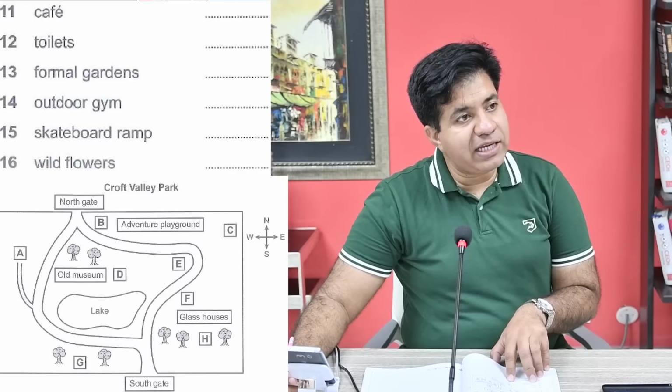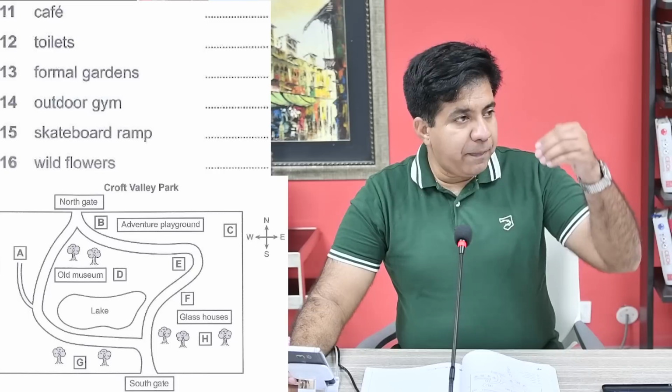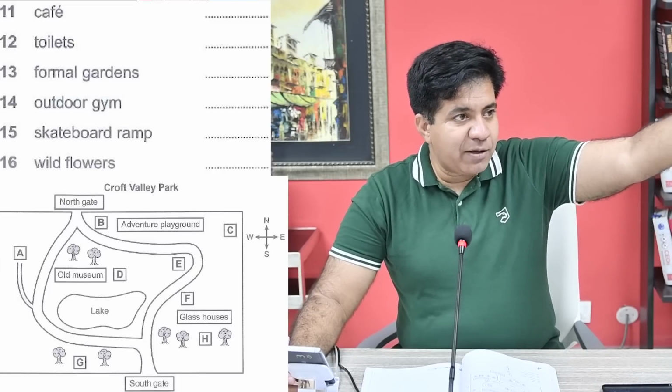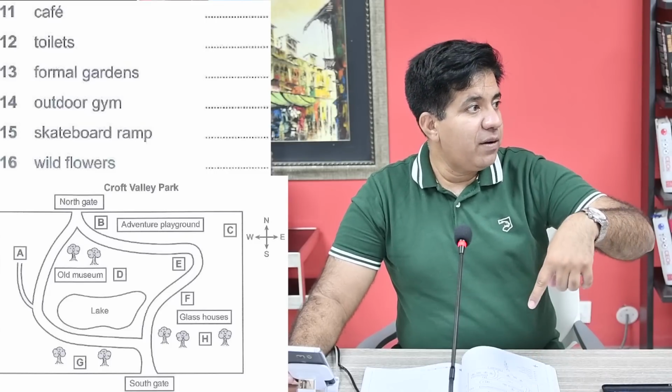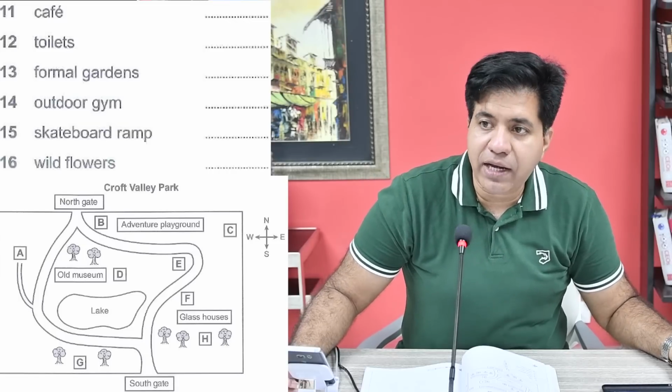First you come to the south gate immediately. Between the park boundary and the path that goes past the lake. Past the lake means lake ke paas se guzar hai. That is option G. Park boundary and the way that goes past the lake. So G will be the right answer, right?